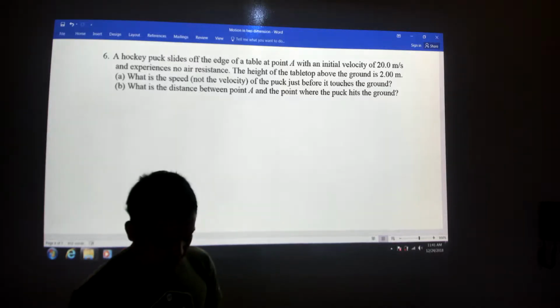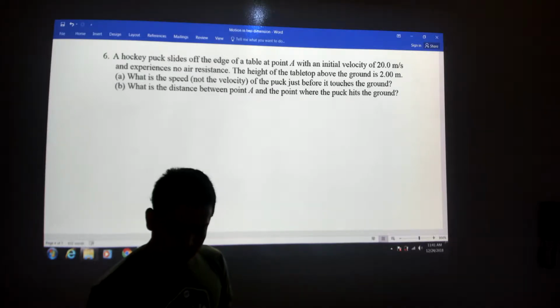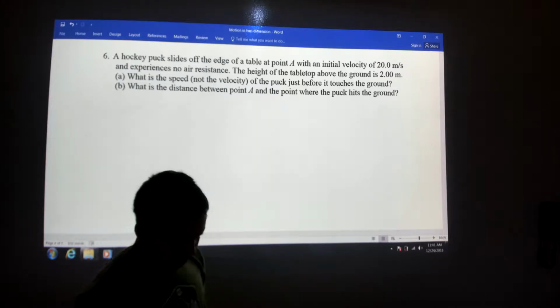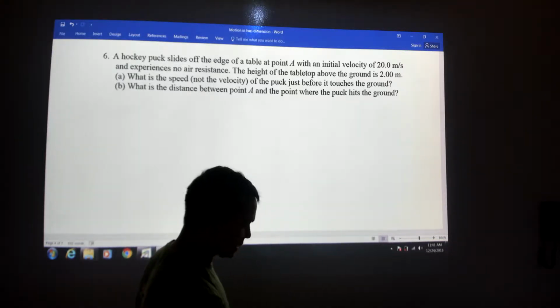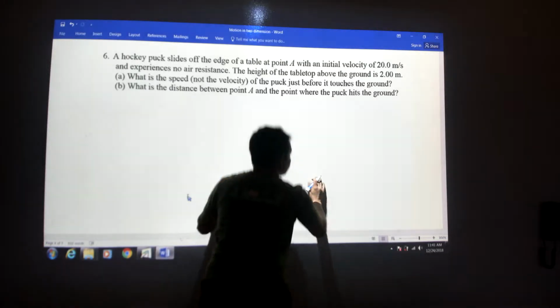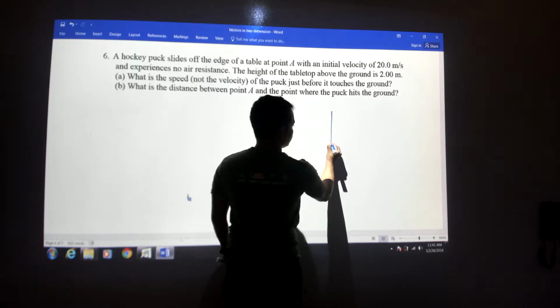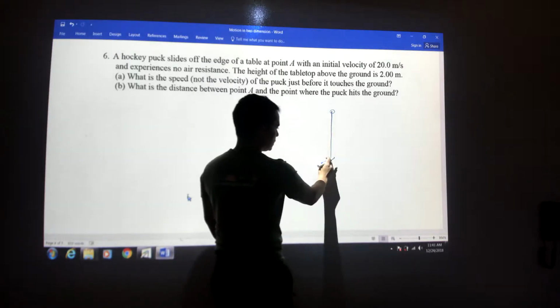This problem is related with the projectile where it is thrown horizontally. Okay, let me explain this problem. So what this problem is asking is, you have an object and you throw an object from a certain height.